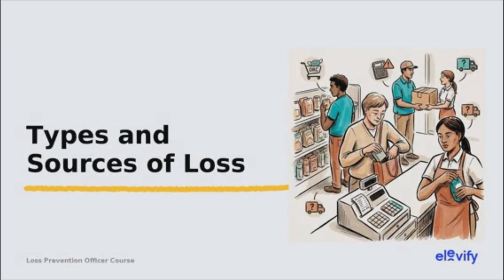Welcome to this lesson on types and sources of loss. Before you can stop shrinkage, you need to know exactly where it comes from. By the end, you'll identify and categorize every major source of inventory loss so you can focus your prevention efforts where they matter most. Here's the key concept.